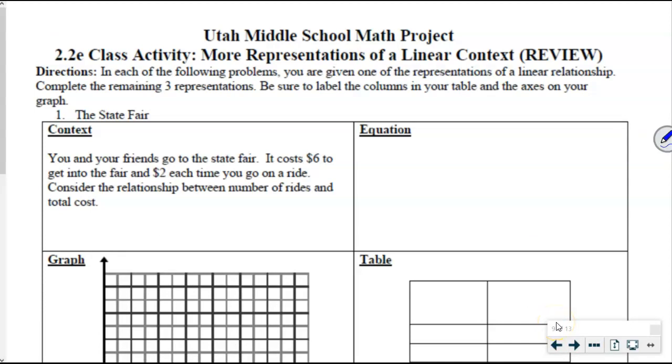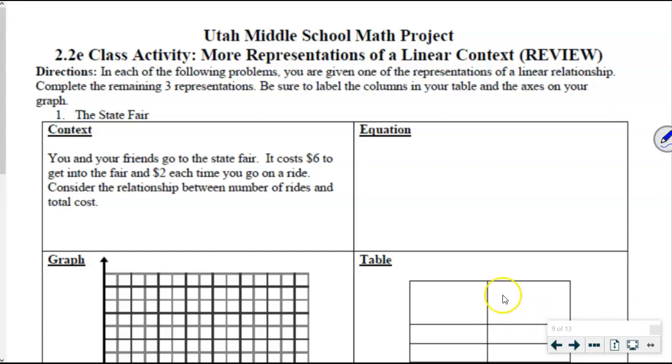You and your friends go to the state fair, and it costs $6 to get into the fair and $2 each time you go on a ride. We need to consider that relationship between the number of rides and the total cost. Anyone feel like right now they could probably write the equation? Okay, 1 or 2 of you, that's good. Write it down in pencil, that way if you need to erase it, then you can. Give it a try. I like to save the equation for last, but challenge yourself, see if you're ready for it.